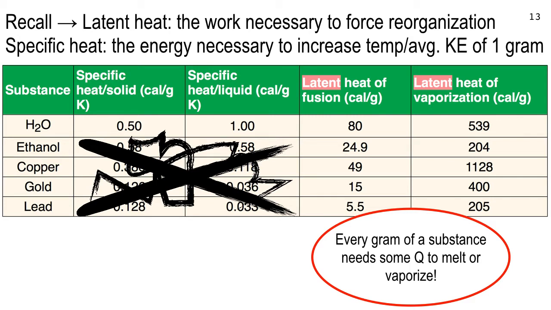So water, 80 calories per gram for the latent heat of fusion. That's the melting, freezing phase transition.